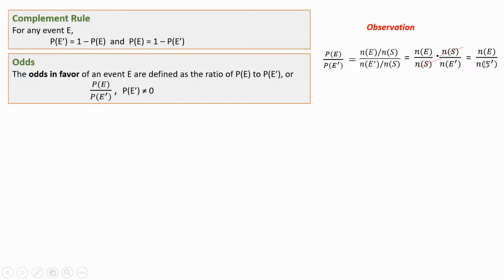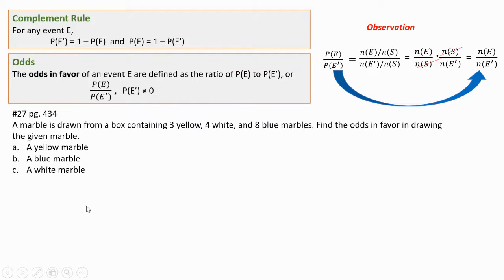So what's left is the number of the event over the number of not the event. This will make your work much easier when you actually do the homework. Again, if they ask you for the odds, this is your answer, just the number of the event over the number not of the event. Let me show you an example so that this can make more sense.